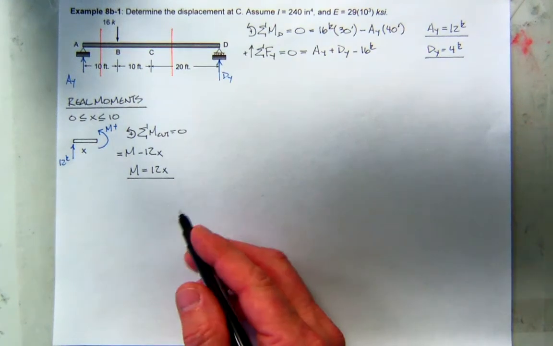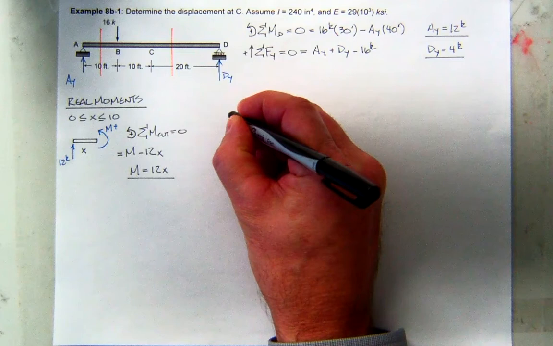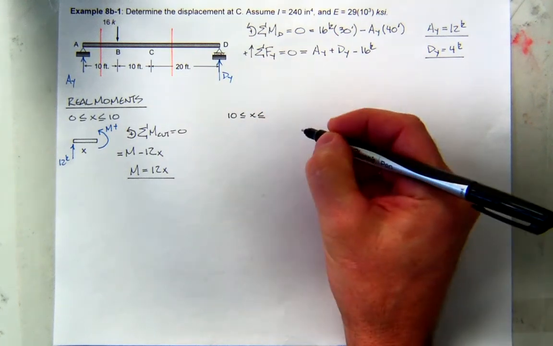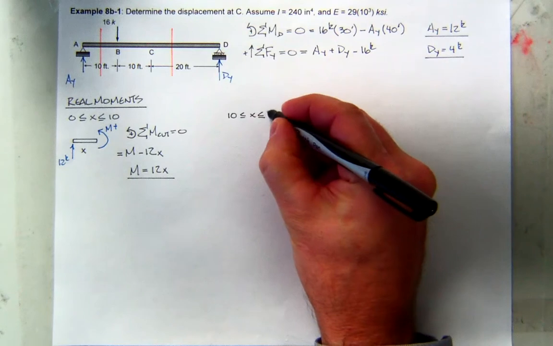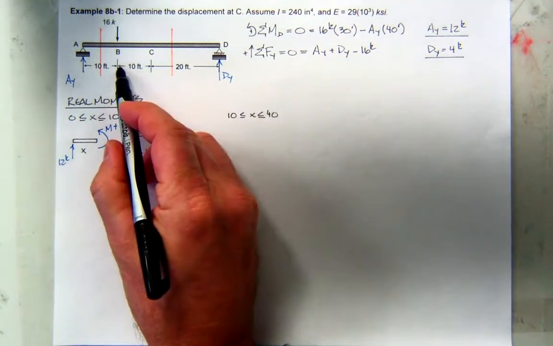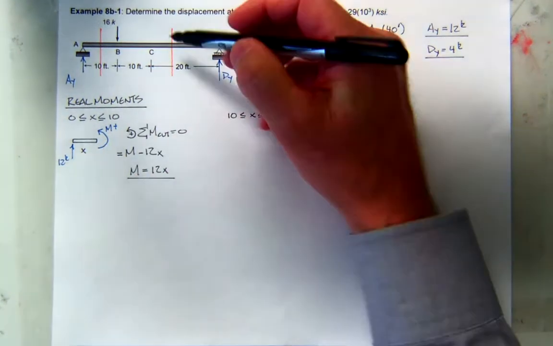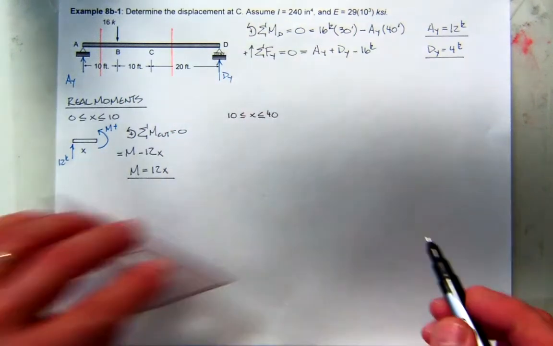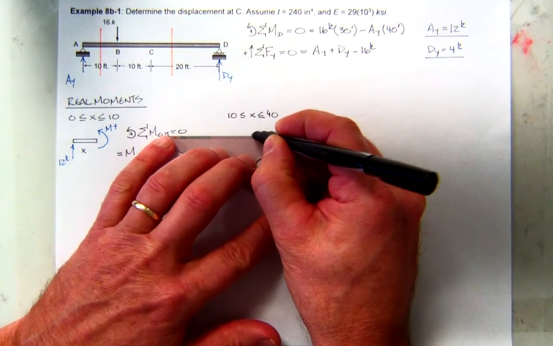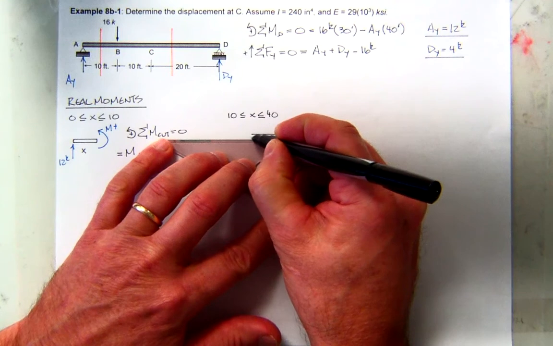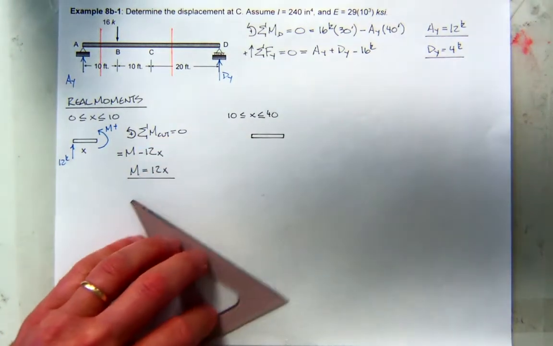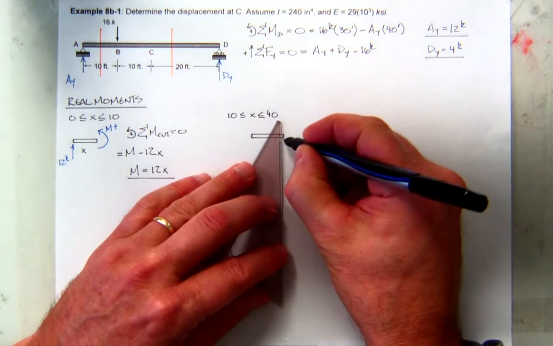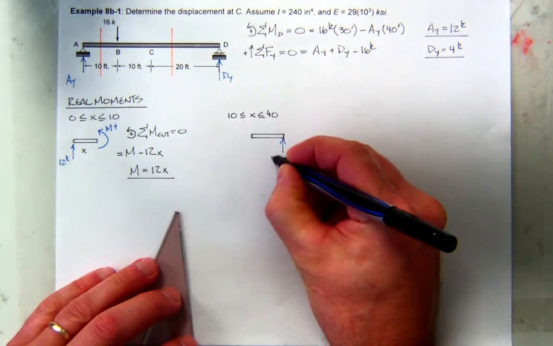The next equation I want to do would be from 10 to 40. And that's between B and D. We talked about that before. In this case, when I make that cut, it looks like the right-hand side would be easier. So I'll cut it. And the right side would be the reaction DY, and DY is 4.